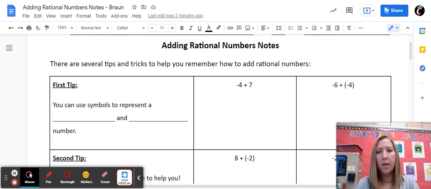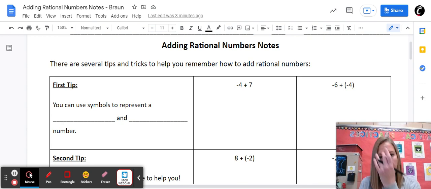Hey guys, so today we're going to focus more on rational numbers and we're going to continue our work from where we left off yesterday. Today we're going to focus on adding rational numbers. And before we really get into how we're going to add, we're going to just give you guys some tips on ways that we can use different things that'll help us when we're adding rational numbers.